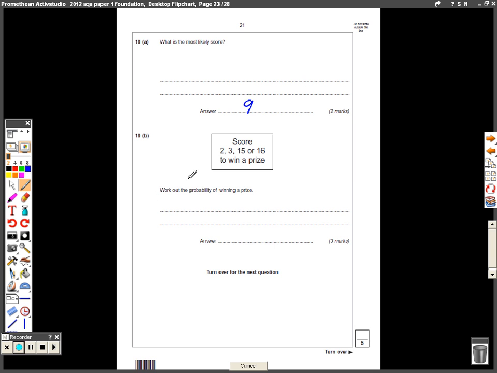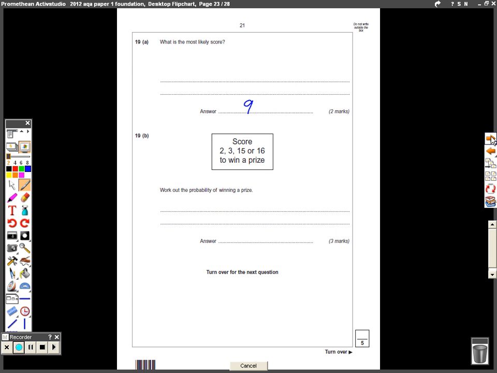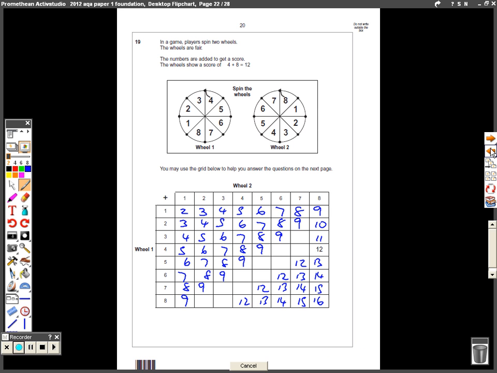19B, we've got a score of 2, 3, 15 or 16 wins a prize. Work out the probability of winning a prize. Okay, well, let's go back to our diagram. I've forgotten what the numbers were now, so I'll have to read them again. 2, 3, 15 or 16. Okay, so where are the 2s, 3s, 15s or 16s?